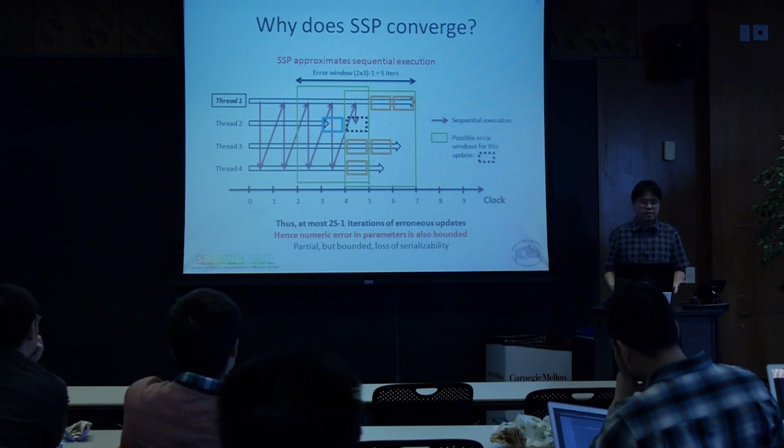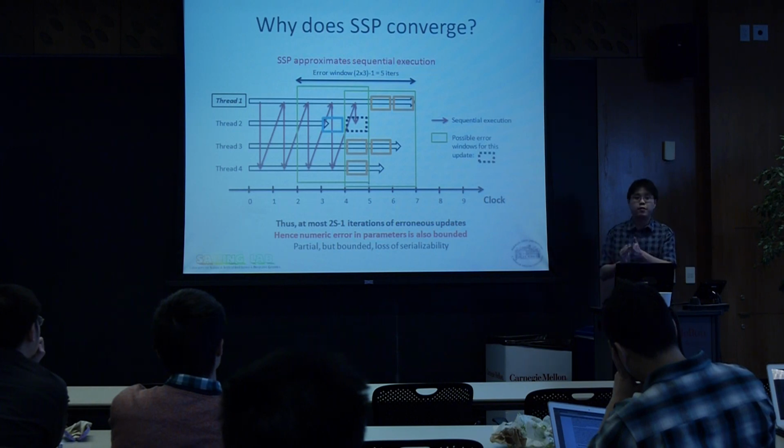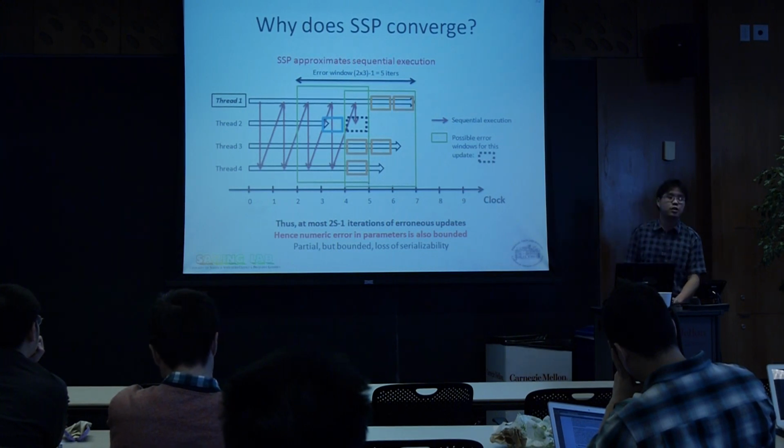A way to think about it is that it's a partial but bounded loss of serializability in the system. You're basically allowing some updates to be rearranged, but there's a limit to how much you can rearrange them in a given fixed window, right? So think of it as locally scrambling some updates in a sequential system. That's sort of the intuition as to why it converges.